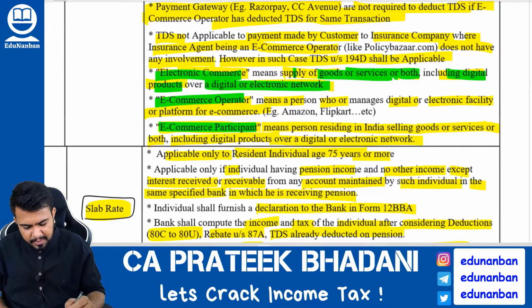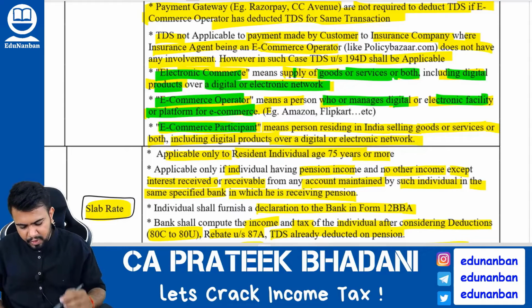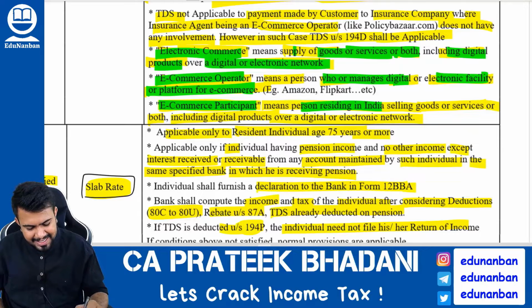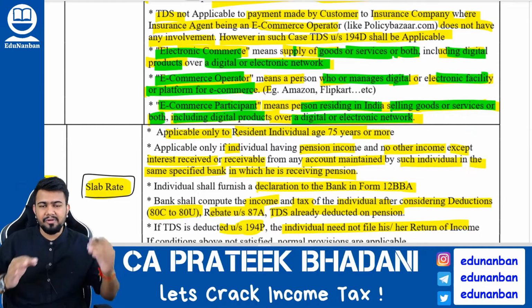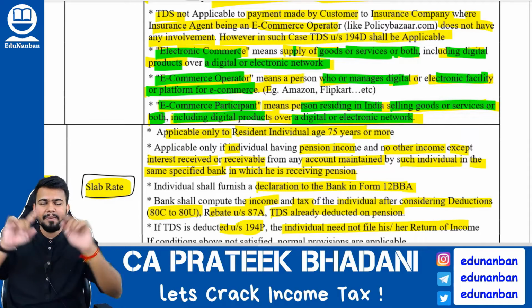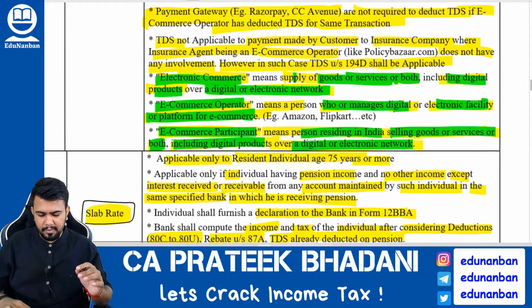Next, who is an e-commerce operator? An e-commerce operator is a person who manages the digital or electronic facility or platform for e-commerce. For example, Amazon or Flipkart. Who is the e-commerce participant? E-commerce participant means a person who is residing in India, selling goods or services or both, including digital products through the network. Hence, the person who is selling through Amazon or Flipkart will be called e-commerce participant. The seller is called e-commerce participant. The platform is called e-commerce operator. That is, Amazon will be called e-commerce operator.